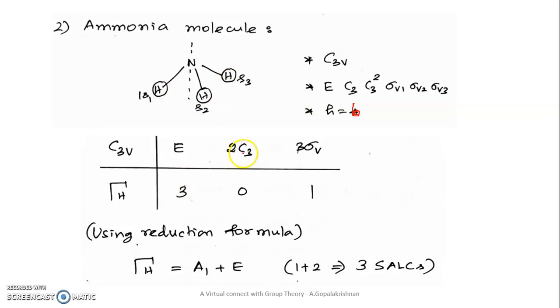Then if you do the C3 operation, the C3 axis is passing through nitrogen, right? If you rotate by 120 degrees, what will happen? All the 3 hydrogens get shifted. So the number of unshifted hydrogens is 0.